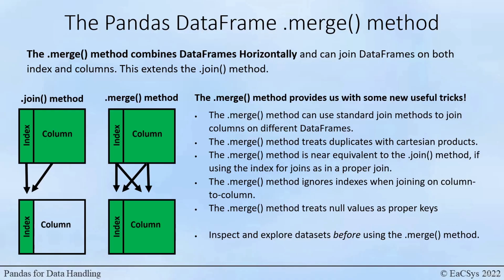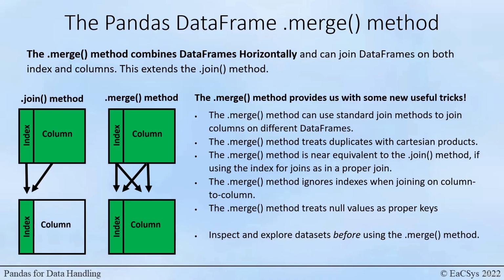And the merge method is near equivalent to the join method if you only are using the index for joins as in a proper join. And the merge method will ignore the indexes when joining on a column-to-column basis. And we can say that the merge cross-join is similar to a join cross-join and doesn't allow the use of columns for cross-joins. So currently, the cross-join for a merge method is similar to a cross-join for a join method.